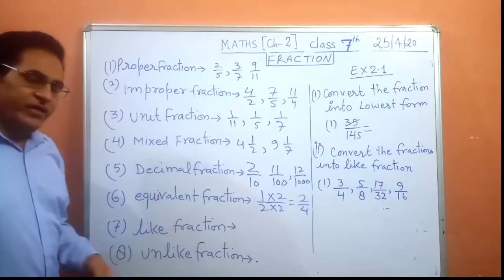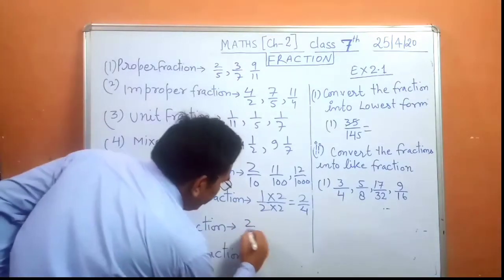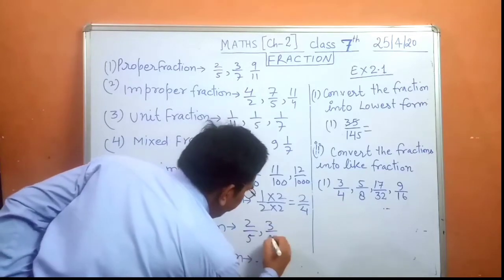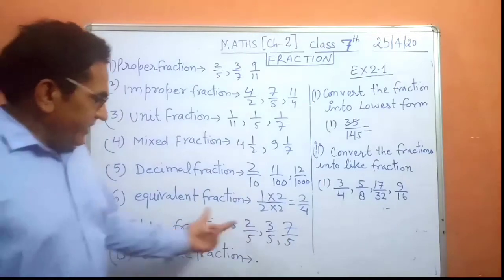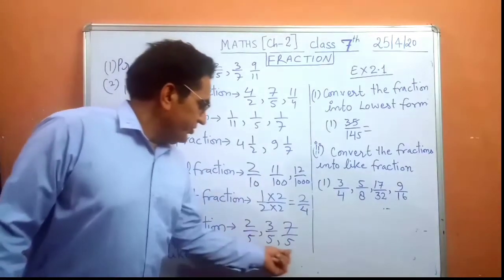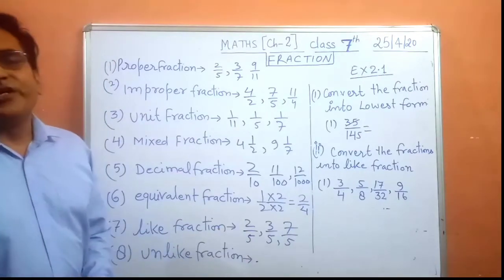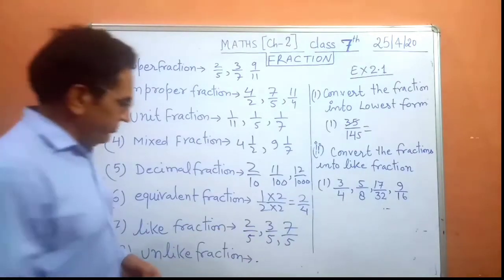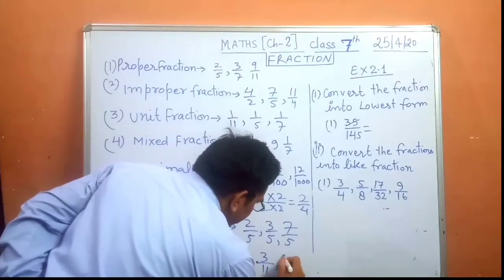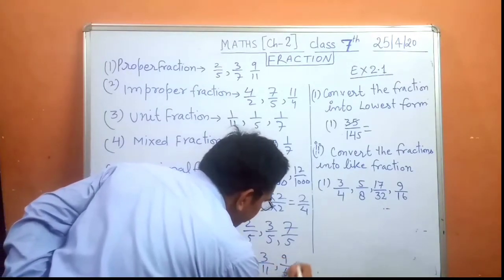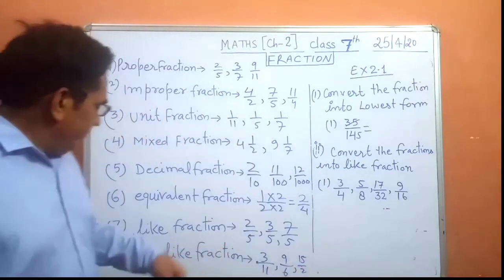Like fraction: fractions having equal denominator. 2 upon 5, 3 upon 5, 7 upon 5. These are fractions having equal denominators. That's why these are called like fractions. And unlike fractions: fractions having unequal denominators. 3 upon 11, 9 upon 6, 15 upon 2. These are examples of unlike fractions.